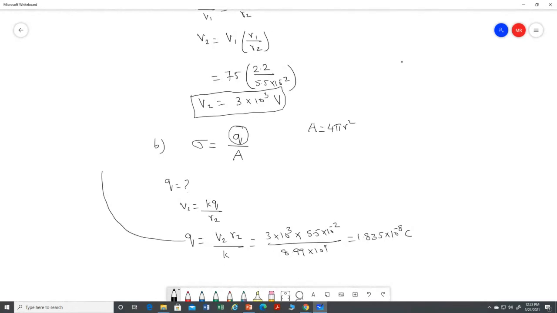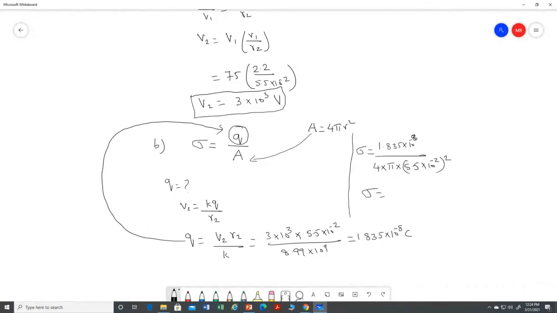Now I am going to take this Q value and substitute here, and take this A value and substitute here. So what will you get, my dear? Better I work it out here itself. Sigma is equal to, what is the value of Q? 1.835 × 10^-8 divided by 4 multiplied by pi multiplied by my radius, because it's the surface area of the sphere. So radius is nothing but 5.5 × 10^-2, the whole square.